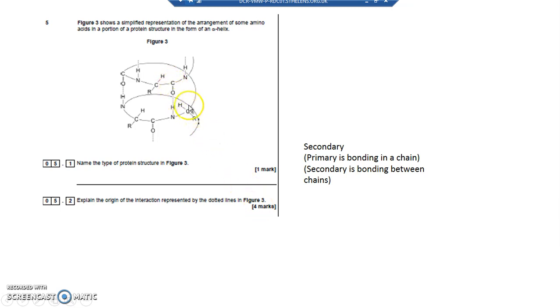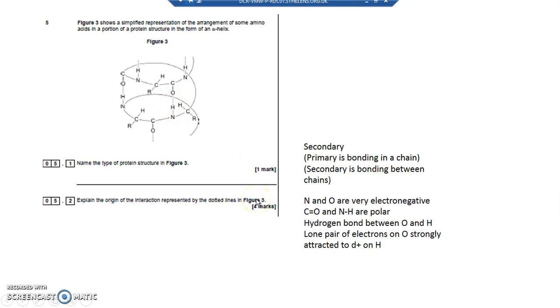I think for a second mark you'd say that the O and the N are electronegative, that's why they get small delta minuses. Then you've got an N bonded to an H, so you've got hydrogen bonding. If you've got an H bonding to an N, an F or an O, then you've got hydrogen bonding. And probably finally that you've got a lone pair of electrons on the O here, which is attracted to the delta plus for the 4th mark.